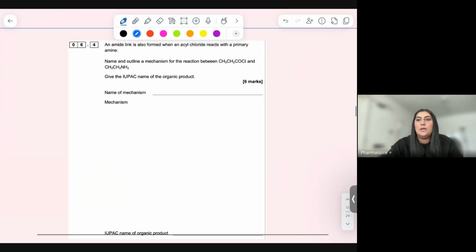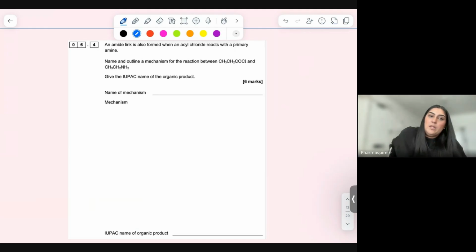So we're making amides, and then we need to know how to name them. So I'm going to quickly do that with you. With this, a lot of students get confused about how to deal with naming the mechanisms.